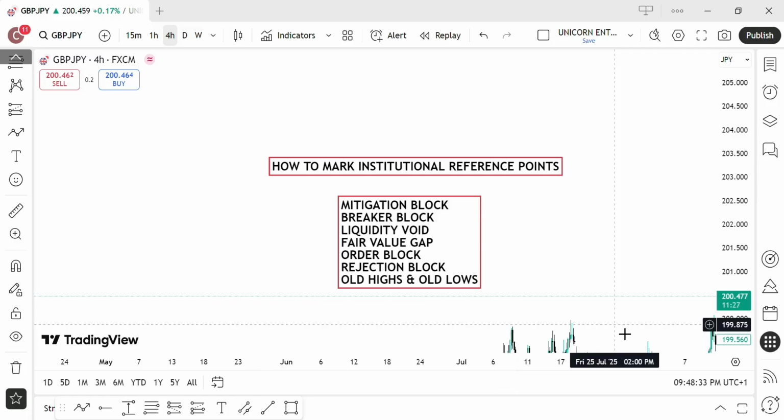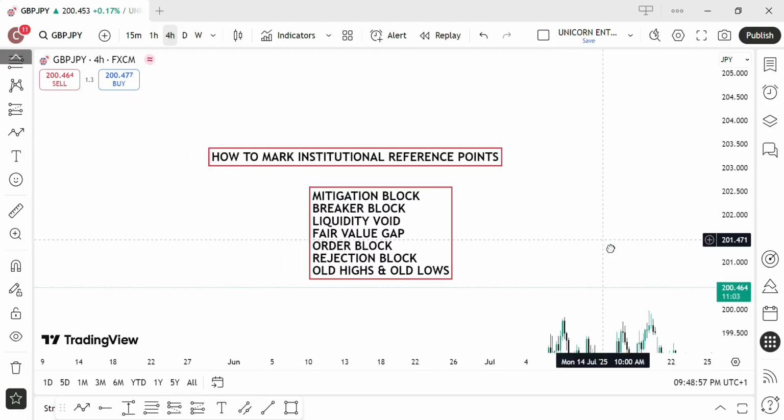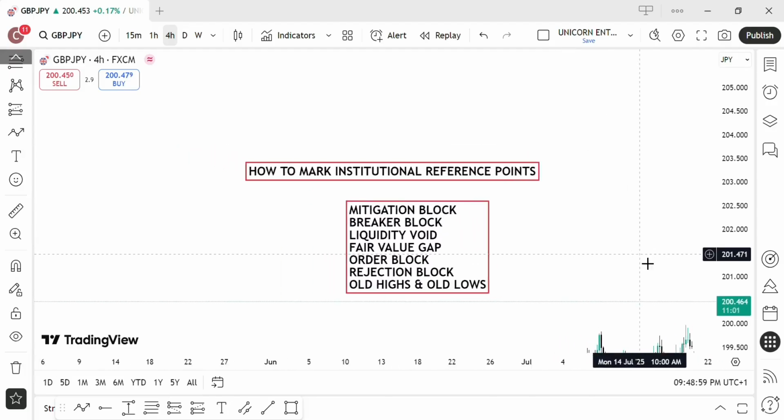So the institutional reference points are simply your mitigation block, your breaker block, your liquidity void, fair value gap, order block, rejection block, old highs and old lows. I've done a video on these institutional reference points. I've explained extensively what they are. So kindly go to this channel and watch those videos below for proper understanding, because I may not be able to explain everything here in this video.